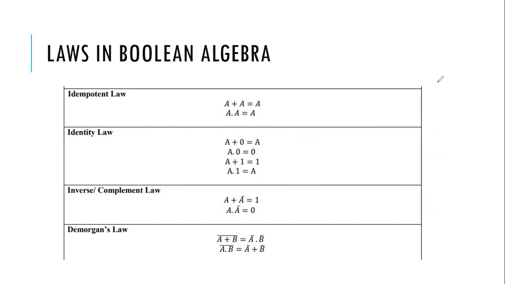Then there's another very important rule which is used most of the places, called as inverse law, or complement law. So what is the law? A plus A bar is 1 and A into A bar is 0. This is very important law. There are many places we need to use this one. A plus A bar how much? 1. A into A bar how much? 0.